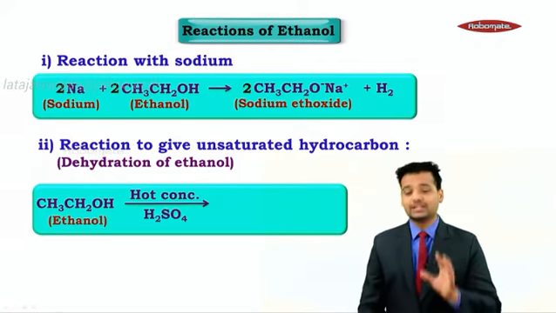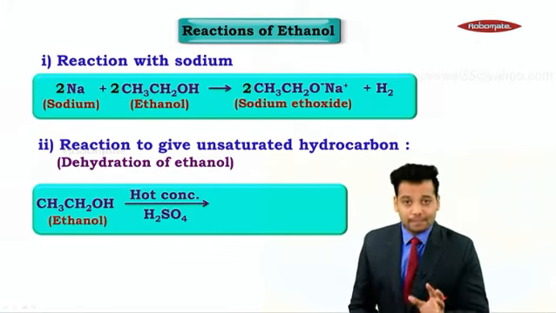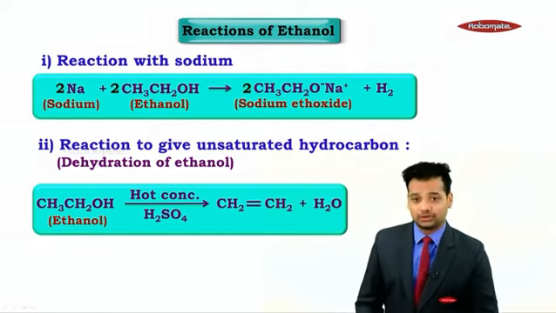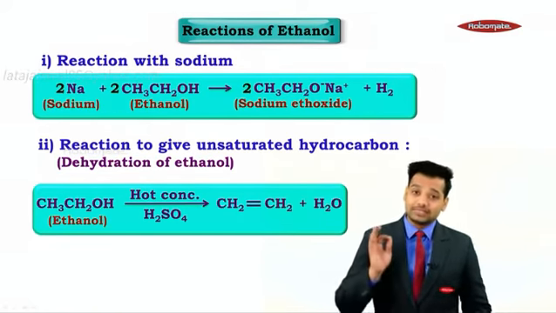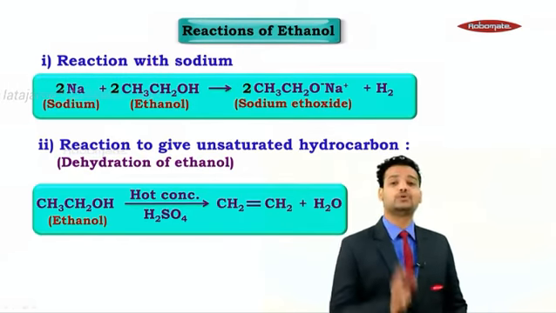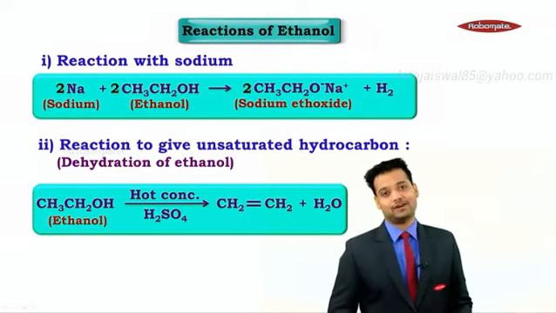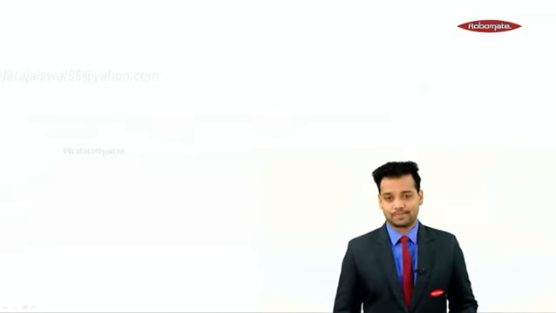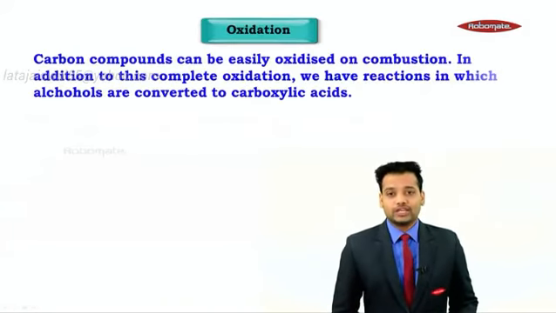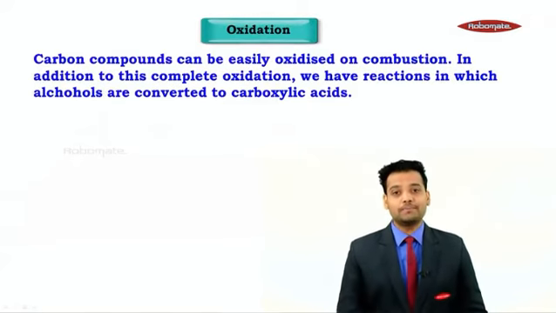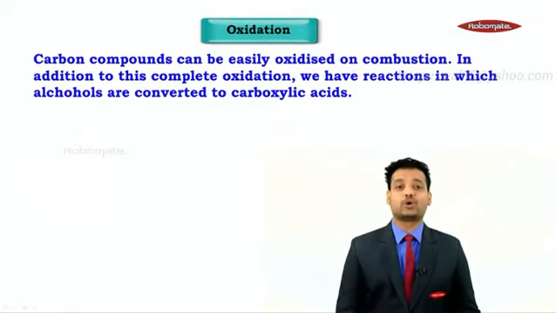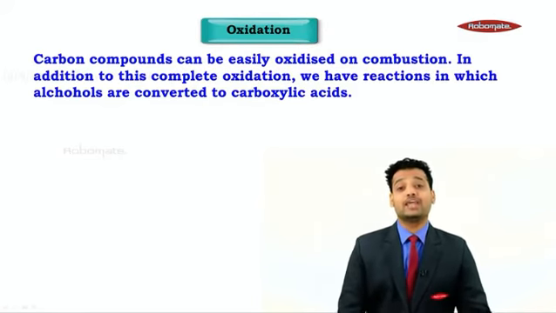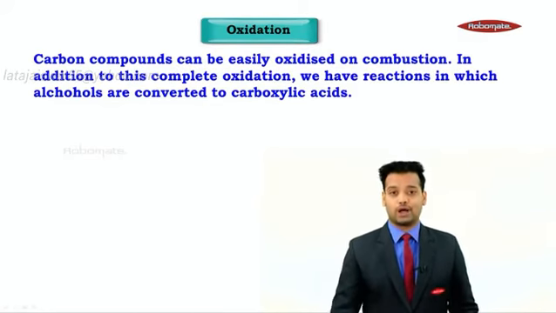So hot concentrated H2SO4. What will happen is the water from alcohol will be removed, making the acid less concentrated. So therefore it will form CH2 double bond CH2 plus H2O. This is dehydration of ethanol, also used to produce ethene on a large scale. So, oxidation of ethyl alcohol. Carbon compounds can be easily oxidized on combustion. In addition to this complete oxidation, we have reactions in which alcohols are also converted to carboxylic acids.